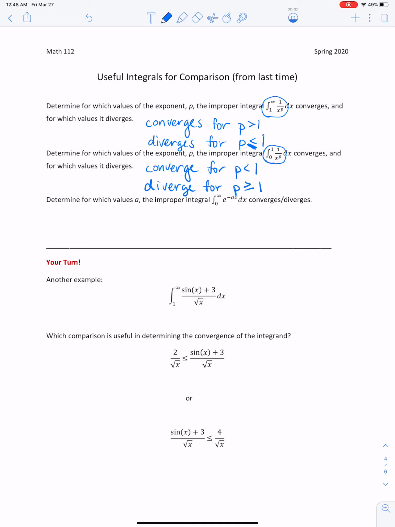So the function 1 over x is a badly behaved function, or has a divergent improper integral on both of these regions here. And then the function that I have listed here, this exponential, is going to converge for all a greater than 0.